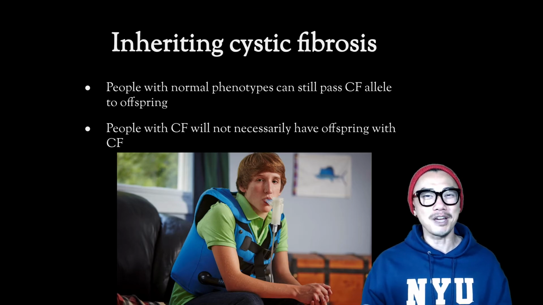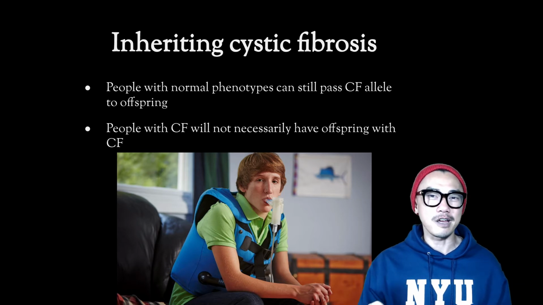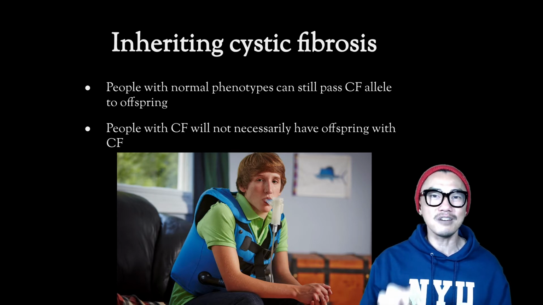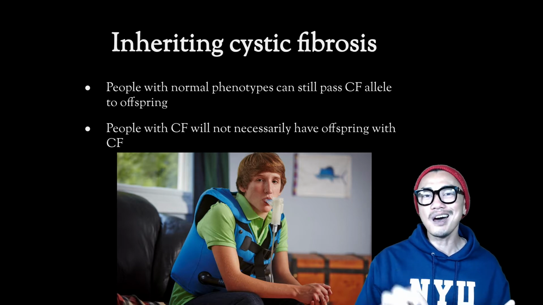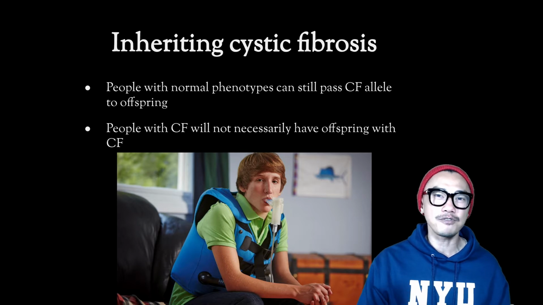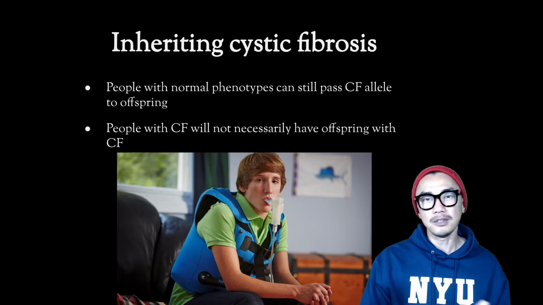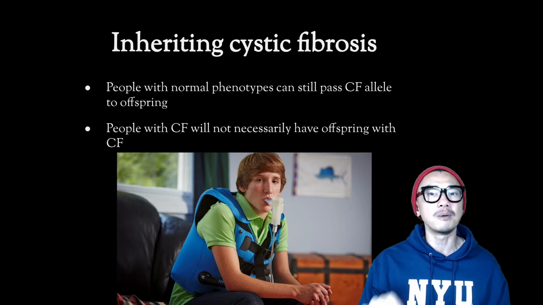Let's try to understand how cystic fibrosis is inherited. First, we need to understand that people without CF, meaning they have the normal phenotype, can still pass the CF allele to their offspring. We also need to understand that people with CF do not necessarily have to have offspring with CF. The individual in the photo here has cystic fibrosis. The equipment he's wearing is designed to remove the mucus from his lungs.